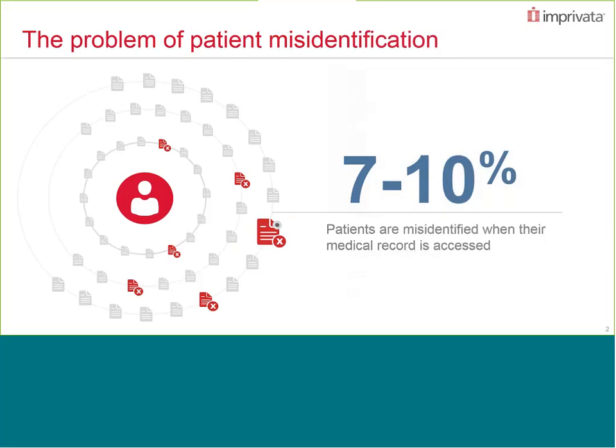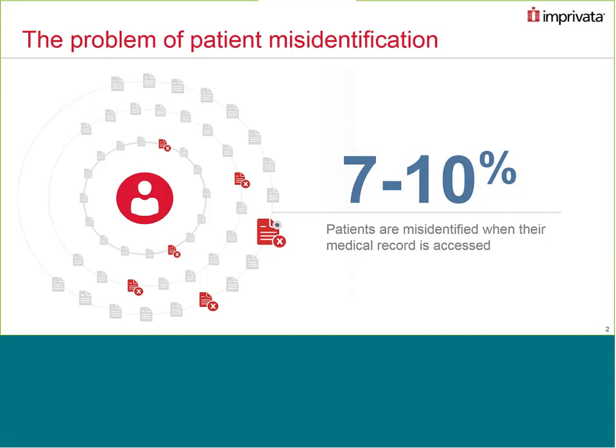So to get into that, I'm going to just refer to this statistic that we often see with respect to patient misidentification, that 7 to 10% of patients are misidentified when their medical record is accessed or when they present for care. So, Chris, I'm going to start with you and ask, when you think about this statistic, does this seem believable to you based on your experience, and tell us a little bit about how this misidentification can happen.